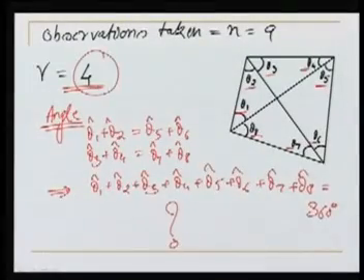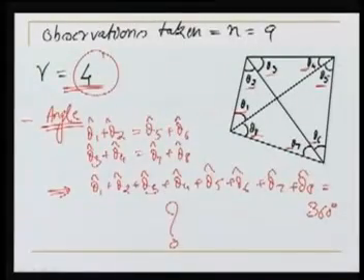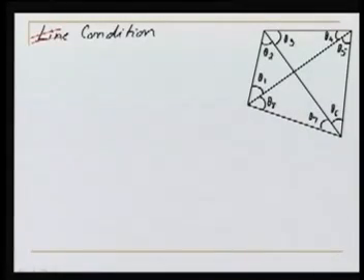Now what is the fourth one? Because we need 4 conditions. Okay, what is the fourth condition now? So these 3 conditions which we say angle conditions, these are the angle conditions which we have just written here. Well, we need to write one more condition now, and that condition we say as side condition, not line condition, it is called side condition.